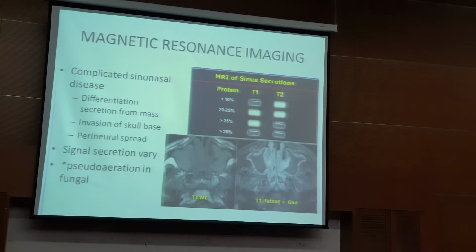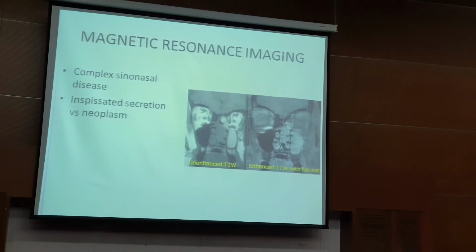This will cause pseudo-aeration in fungal infection. So if you do MRI as your first line of investigation looking for fungal infection, you may see normal paranasal sinuses. But you have to complement this investigation with a CT, because only CT will be able to see if there is any opacification of these sinuses. This is looking for complex sinonasal disease.